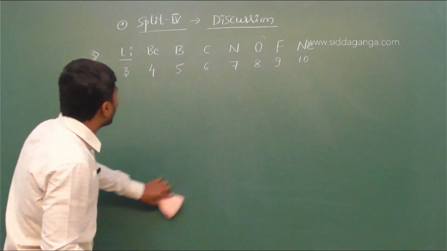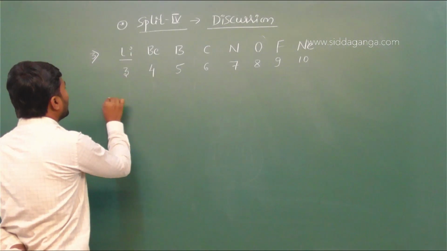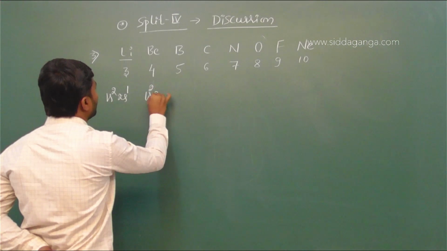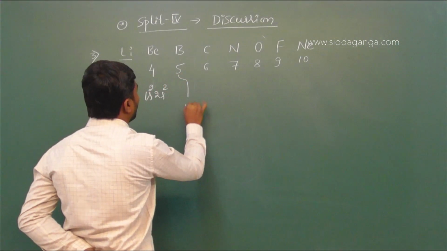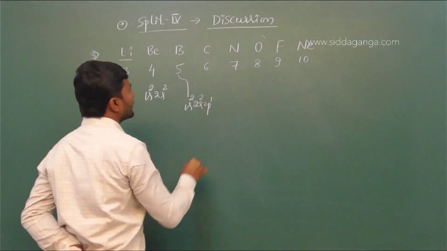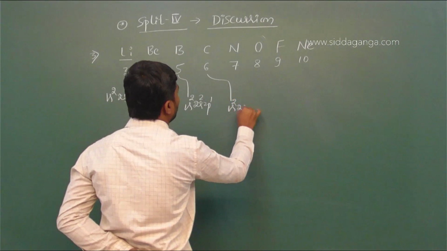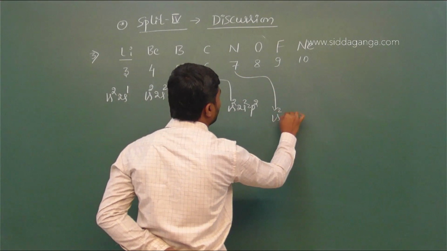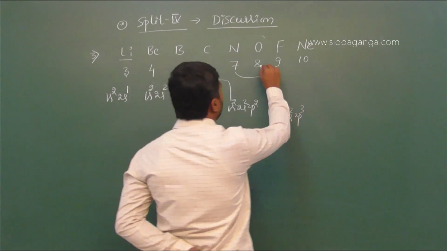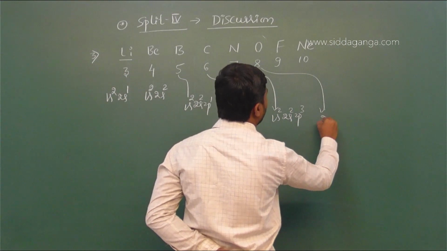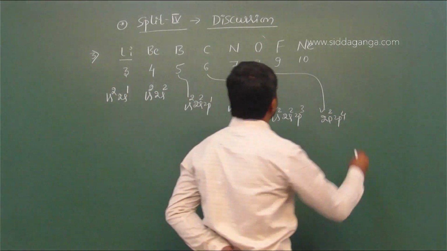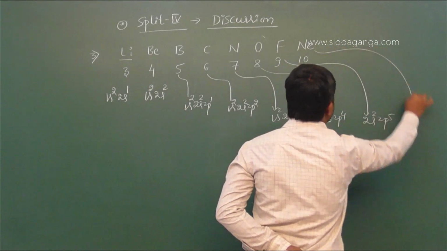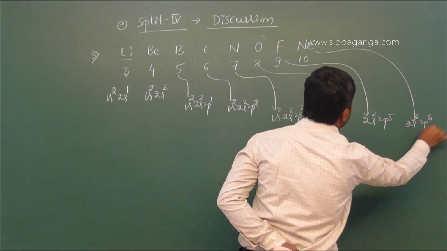So when we look into the electronic configuration of these second period elements, lithium has the configuration 1s2 2s1, beryllium has 1s2 2s2, boron 1s2 2s2 2p1, and carbon 1s2 2s2 2p2, followed by nitrogen 1s2 2s2 2p3, followed by oxygen, which has 2s2 2p4, I can write it directly, followed by fluorine 2s2 2p5, then lastly neon, which has 2s2 2p6 configuration.